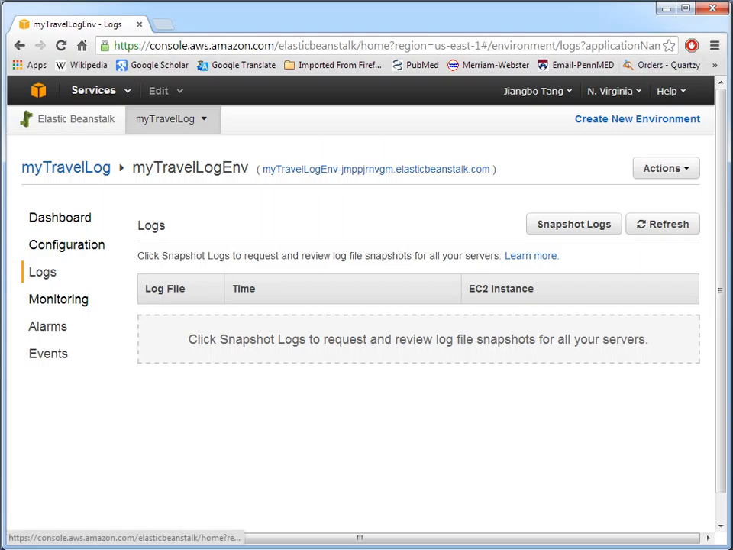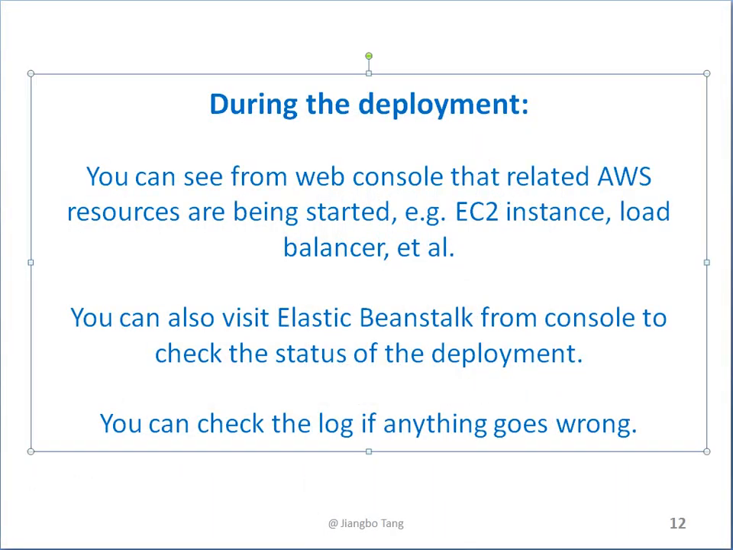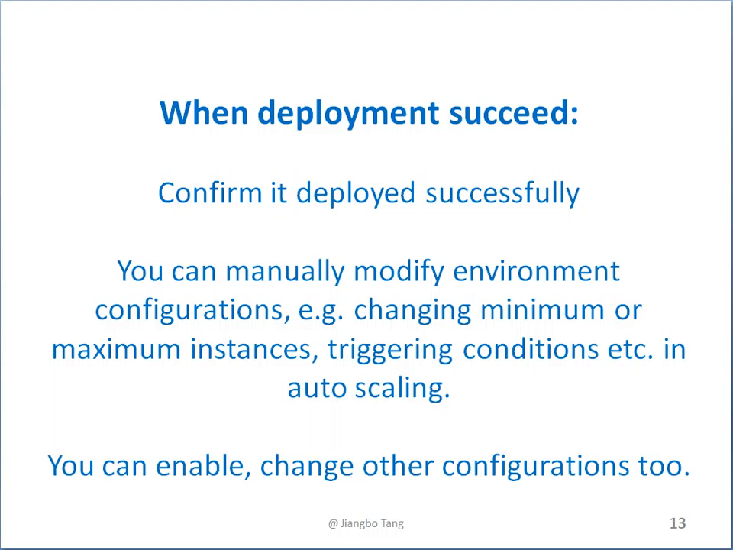Okay, with that ready, we can go back to the PowerPoint slides, because that was during the deployment. And after the deployment has succeeded, we can confirm it has been deployed. We will do that a little bit later. You can also manually modify the environment configurations. You can change the minimum and maximum instances, triggering conditions, etc. in auto scaling. I'll show you that too. So it's not like Elastic Beanstalk will just do everything for you; you can change things, but it's just not as flexible as other deployment options. And you can also change other configurations too.